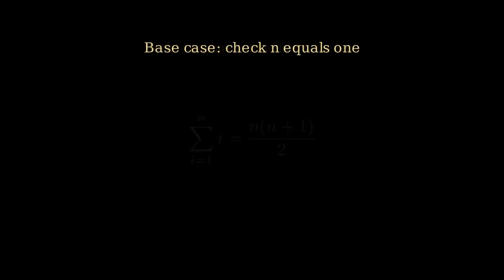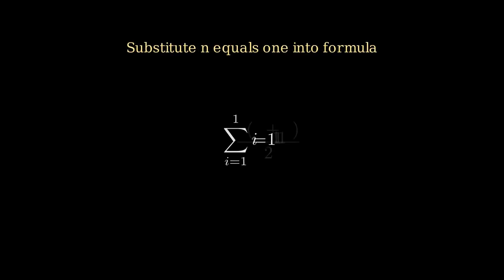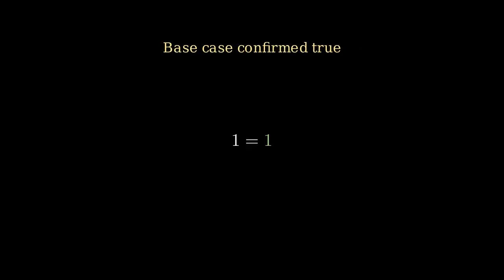First, we check the base case, where n equals 1. On the left-hand side, the sum of the first one whole number is simply 1. On the right-hand side, we substitute n equals 1 into the formula. This gives 1 times open bracket 1 plus 1 close bracket divided by 2, which simplifies to 1 times 2 divided by 2, which equals 1. Both sides equal 1, so the base case is confirmed true.